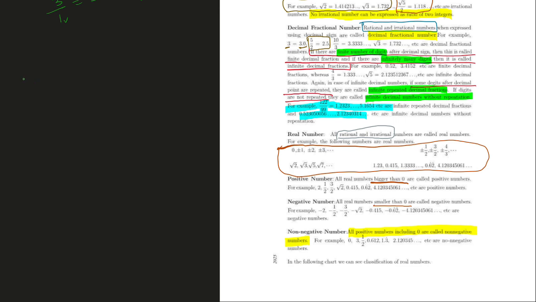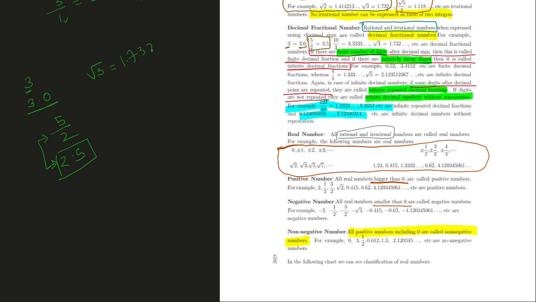For example, if I say 3, I can just write it like this, or I could write it like 3.0. This is a rational number, and I'm expressing it in decimal form, so this is a decimal fractional number. The other forms, such as 5 by 2, this is a rational number. I can write it like this, or I can also write it like this, 2.5. This is basically the same thing, and when I'm writing it like this, it's called a decimal fraction number.